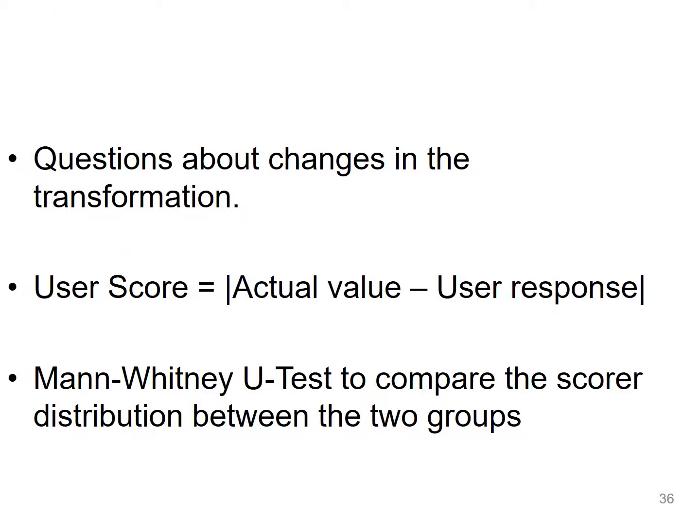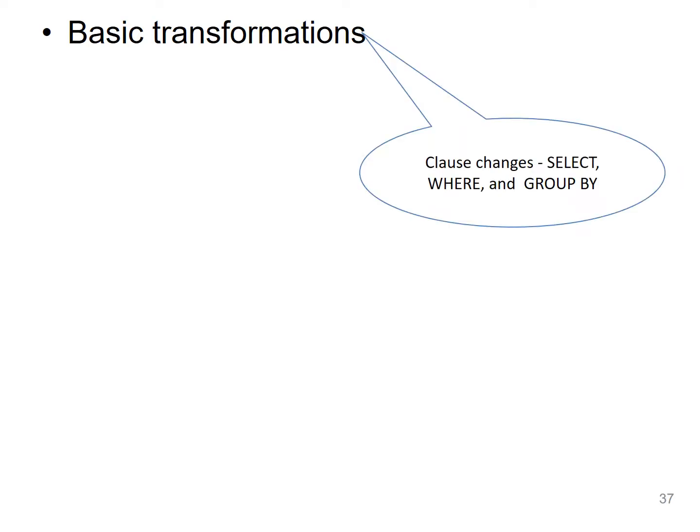To each of these groups, we asked questions about changes in the transformation, and we assigned them a score, which was basically the difference between the actual value and the user response. Then we compared the score distribution between these two groups with a Mann-Whitney U-test. For the basic transformations, we used changes in select clause, where clause, and group by clause as three tasks.